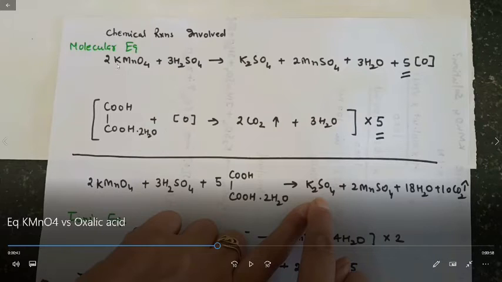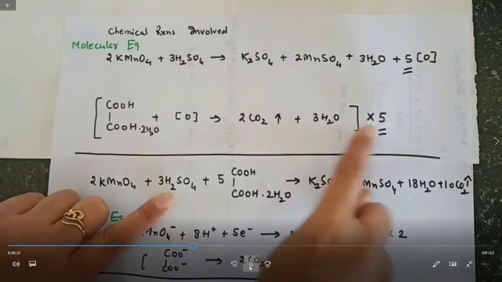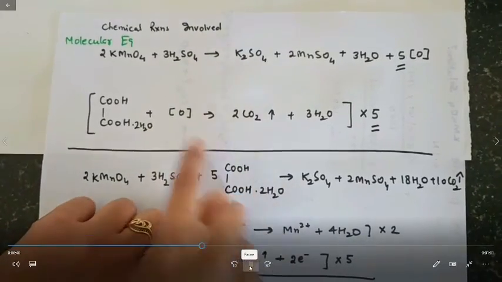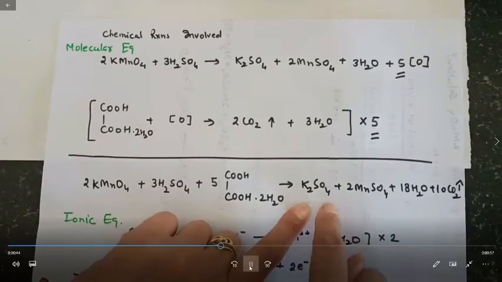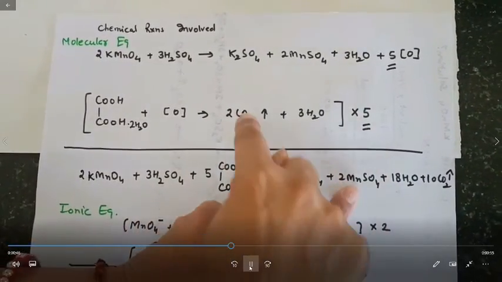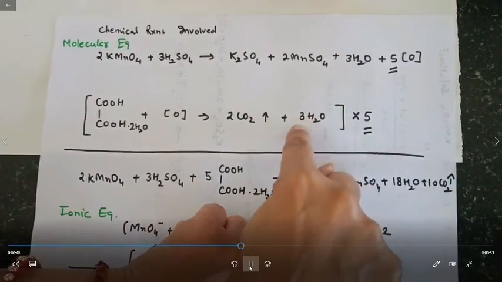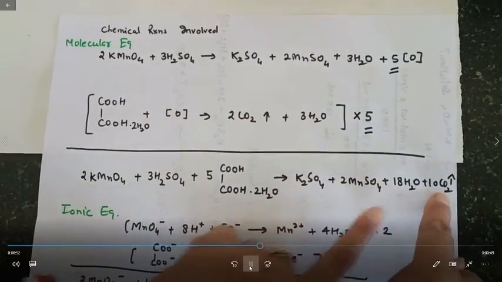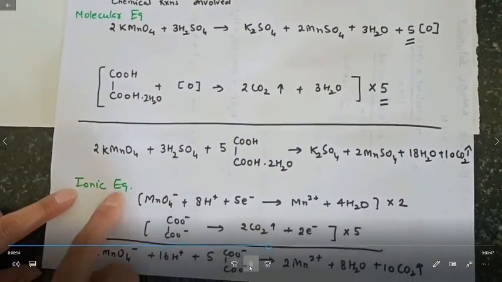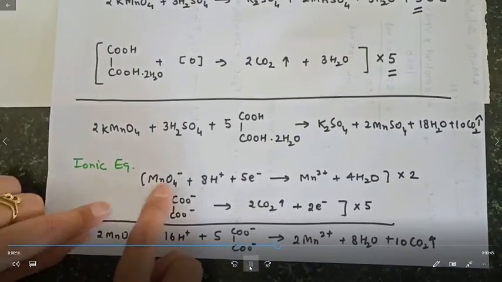So here this is 5 times oxalic acid. This 5 nascent oxygen will cancel out, K2SO4, 2MnSO4. Here 5 times 3 is 15 plus 3 is 18 H2O, plus 5 times 2 is 10 CO2. So that is the molecular equation.